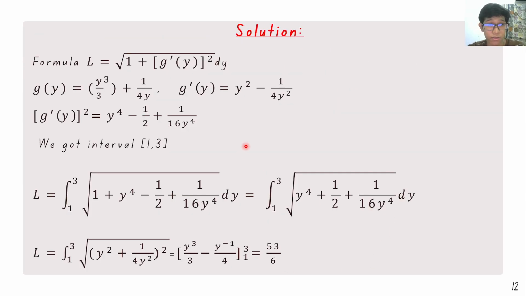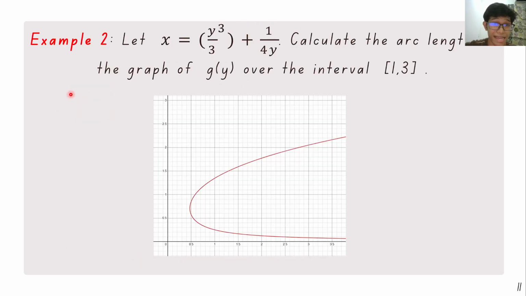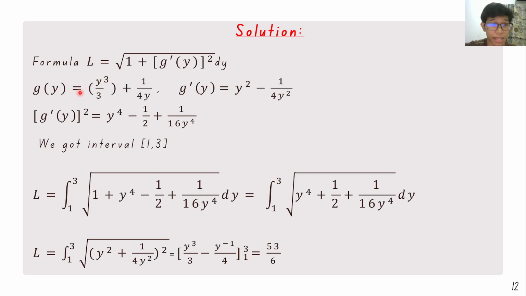And here is the solution. The formula that we're going to use is L equals the integral of the square root of 1 plus g prime of y squared dy. G of y is already given, which is x, so it's the same thing: x is equal to g of y. So g of y is equal to y cubed over 3 plus 1 over 4y. So we put it in the derivative. We get y squared minus 1 over 4y squared.